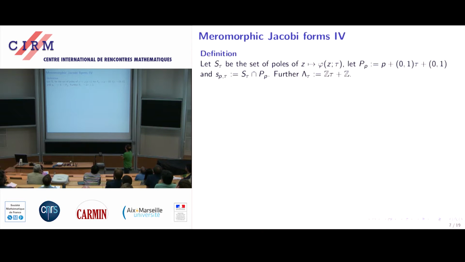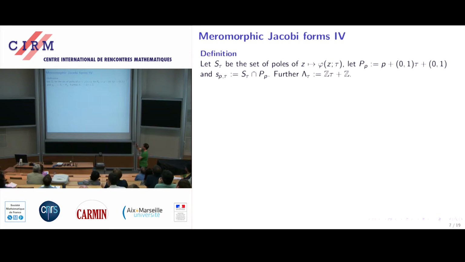I also need this definition. As a function of tau, I let S be the set of poles. That depends on tau, so that's why the notation S of tau. We consider it as a function of the elliptic variable, and we just look at where the poles are. That's S of tau.